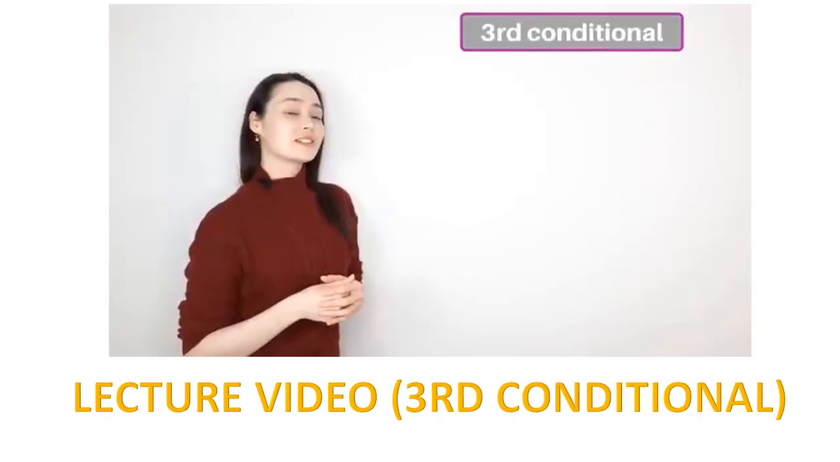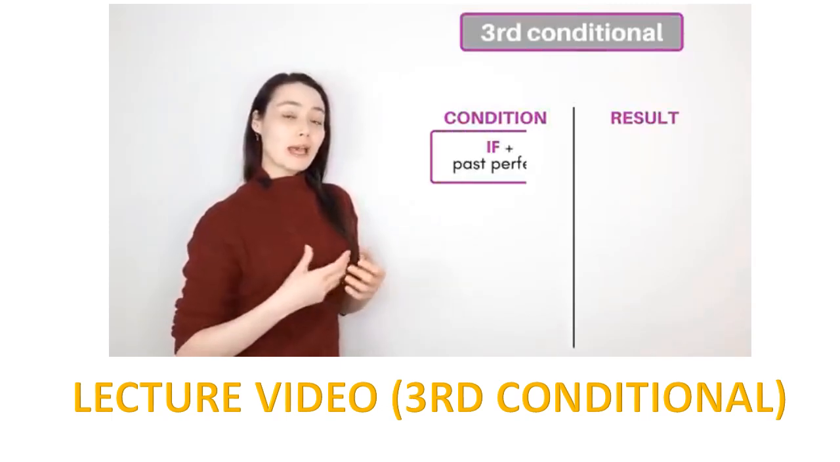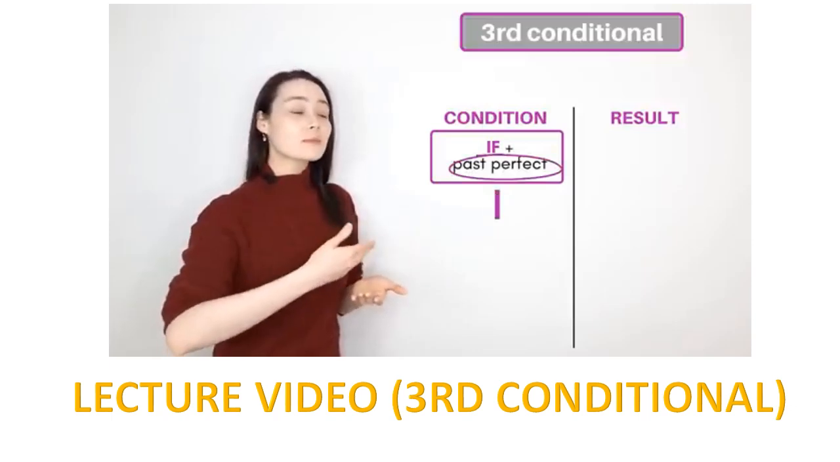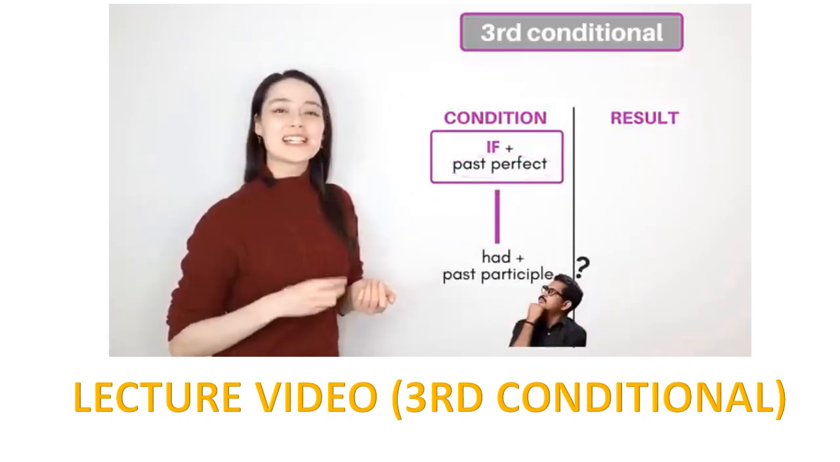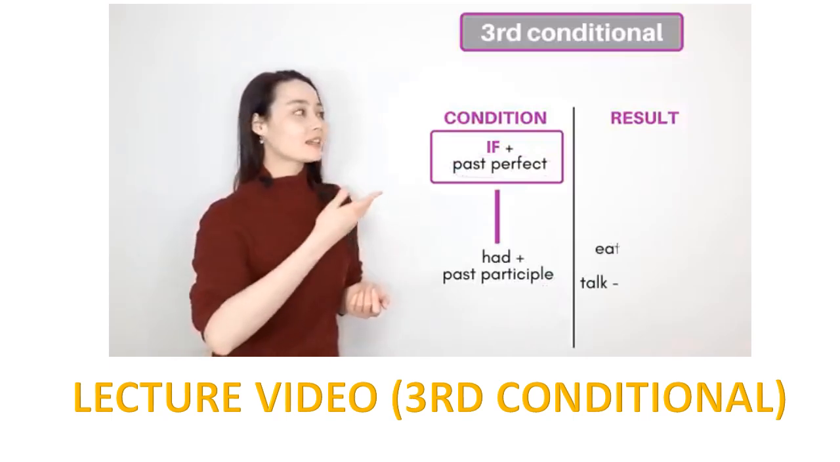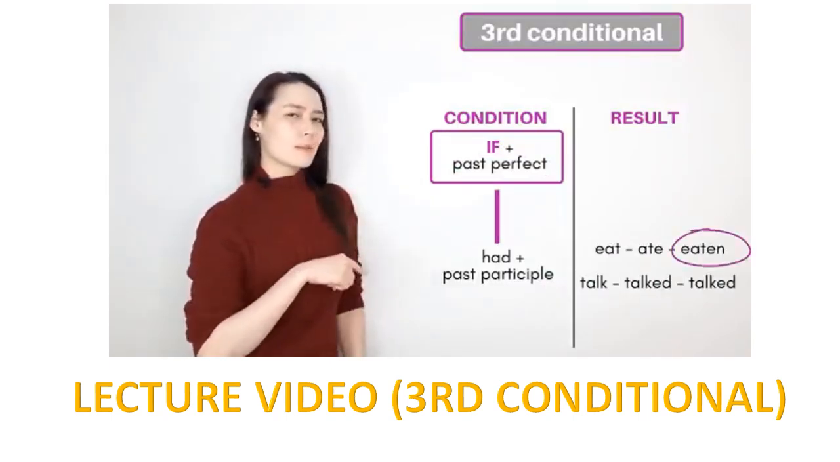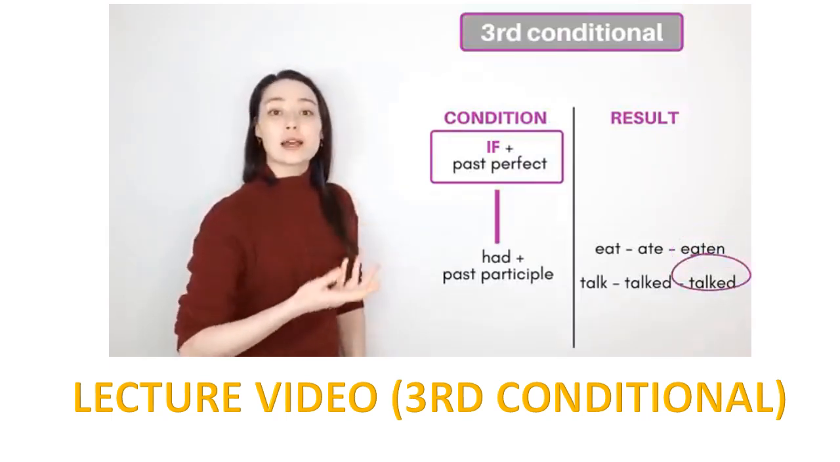Third conditional. Condition, result. If plus past perfect. Remember, we formed the past perfect: had plus past participle. What's the past participle? It's verb number 3. Eat, ate, eaten. Eaten is my past participle. Remember the infinitive? Talk, talked, talked. Talked is my past participle.